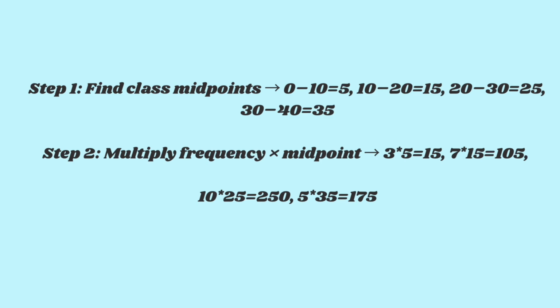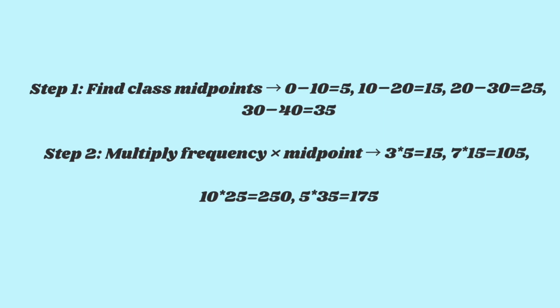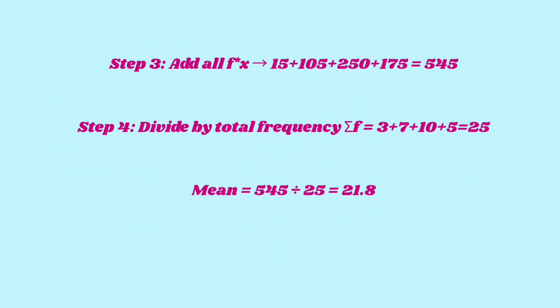Now step 2 will be to multiply frequency by midpoint. 3 multiplied by 5 is 15. 7 multiplied by 15 is 105, 10 multiplied by 25 is 250, and 5 multiplied by 35 is 175. Now step 3 will be to add all these products: 15 plus 105 plus 250 plus 175 gives us 545. Now step 4, divide by the total frequencies.